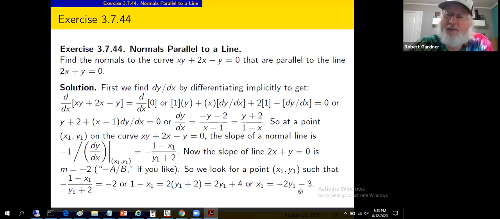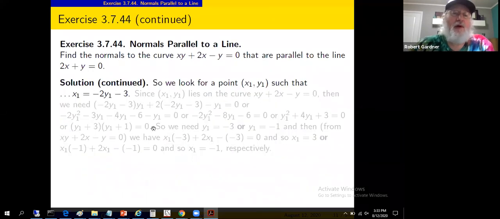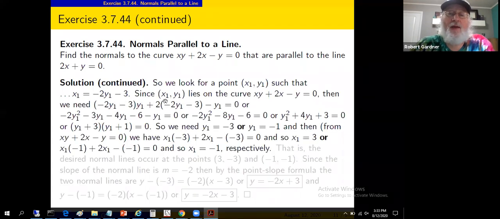So next slide, we'll keep this information in front of us. x1 is negative 2 y1 minus 3. But also (x1, y1) lies on the curve xy plus 2x minus y equals 0. So let's substitute this information into that equation, but do it in a way that only involves one of the variables. We know x1 in terms of y1. So if we plug (x1, y1) into this curve, we'll have x1 y1 plus 2x1 minus y1 equals 0.